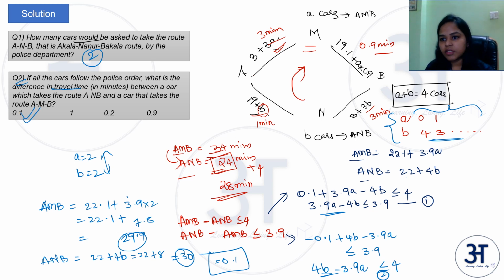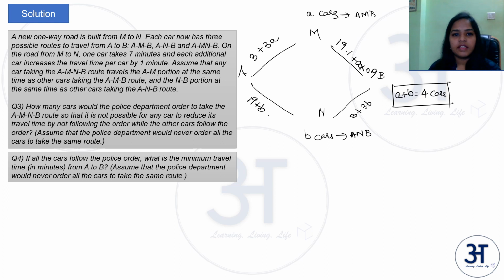Now let's move to question numbers 3 and 4. Let us look at this extra case which is given for questions 3 and 4. A new one-way road is built from M to N.